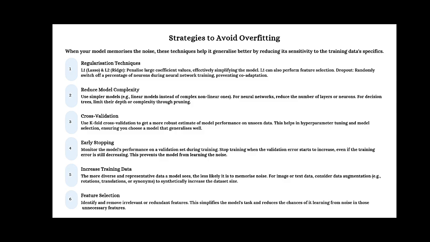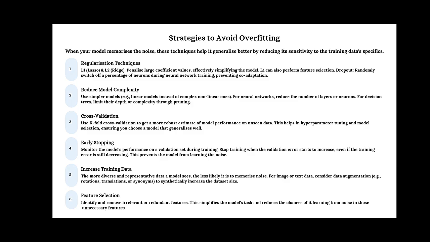Dropout is a technique for neural networks where a random percentage of neurons are switched off during training, preventing them from becoming too dependent. Then reducing model complexity. This is the inverse of what we do for underfitting. We use simpler models. For neural networks, reducing the number of layers or neurons. For decision trees, we can limit their depth through pruning.